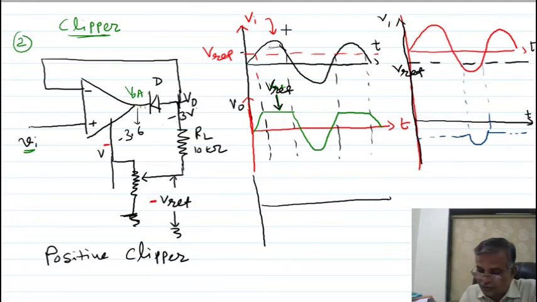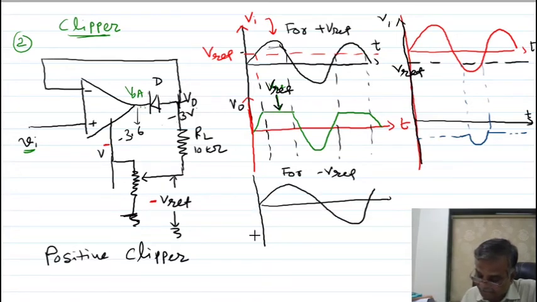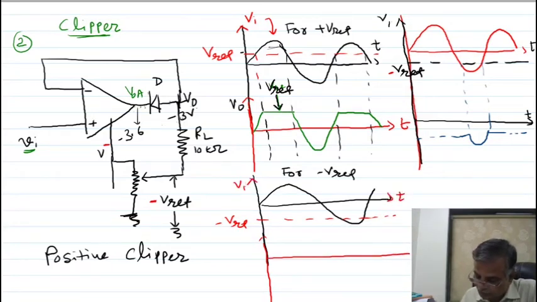This is for positive reference. For negative reference voltage, I can show like this. Now this is a reference voltage, minus V reference. Its corresponding output will be, this is time t, this is Vi. So only this much I will get, and the reference voltage you will get at the output.